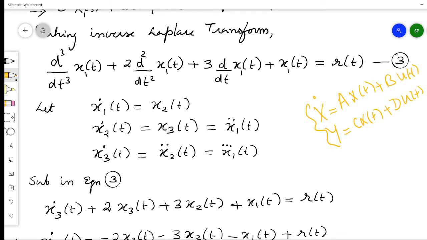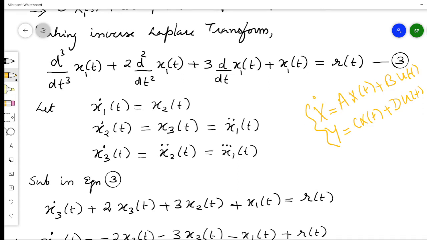So what we do is we assume that x1 dot of t is equal to x2 of t. These are nothing but the state variables. x1, x2, x3 are state variables, and we assume that x1 dot, the first derivative of the state variable, is equal to x2 of t. The second one, x2 dot t, is equal to x3 t, and x3 dot t is equal to x2 double dot t. So what we are doing is actually taking the previous variable's derivative. Okay, so x2 double dot is the derivative of the previous variable x2 dot t, right?